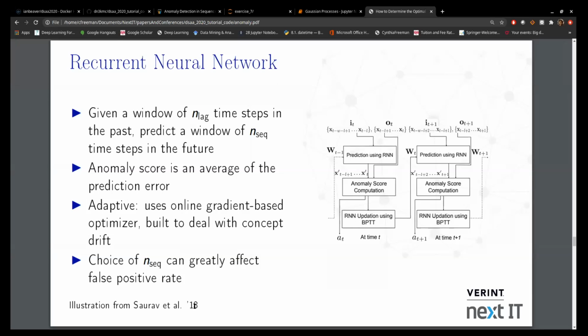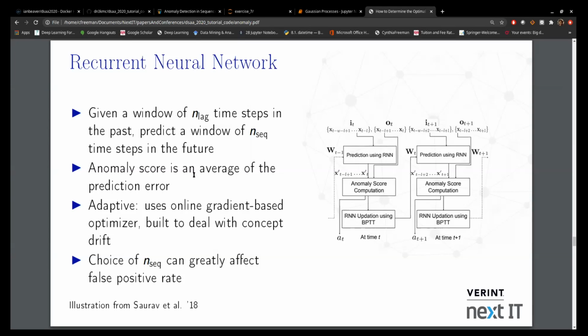Each point in the raw input as well as the raw output is normalized as a pre-processing step. After an initial training period, the RNN is then trained and tested incrementally to determine anomaly scores. The anomaly score is computed as an average of the error over the prediction window. And computing it as an average is very important because that means that a short-term anomaly will only affect the score for a short period of time.